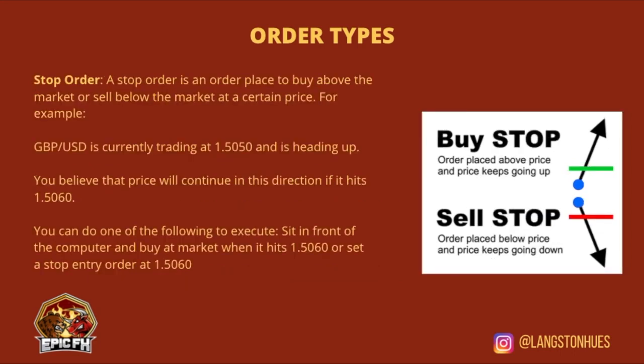Stop order. A stop order is an order placed to buy above the market or sell below the market at a certain price. For example, GBP USD is currently trading at 1.5050 and is heading up. You believe that price will continue in this direction if it hits 1.5060. You can do one of the following to execute. Sit in front of the computer and buy at market when it hits 1.5060, or set a stop entry order at 1.5060. So for example, price is the blue dot.